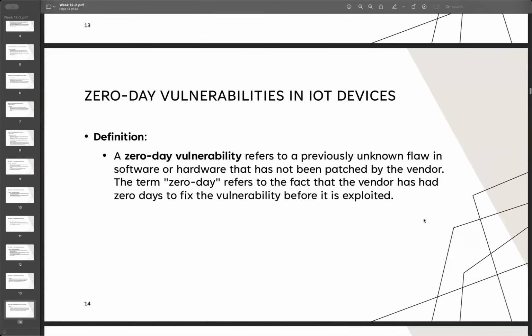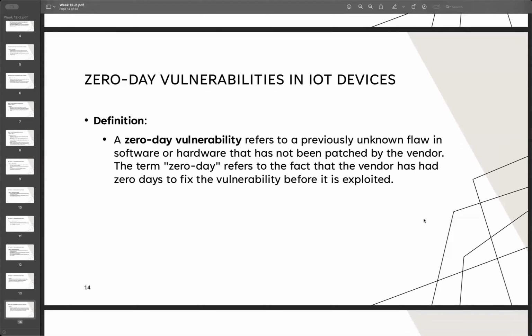We also talk about zero-day vulnerabilities in IoT devices. Zero-day refers to some unknown fault in the software or hardware that has not been patched by the vendor. The term refers to the fact that the vendor had zero days to fix the vulnerability before it is exploited. So here's the idea.